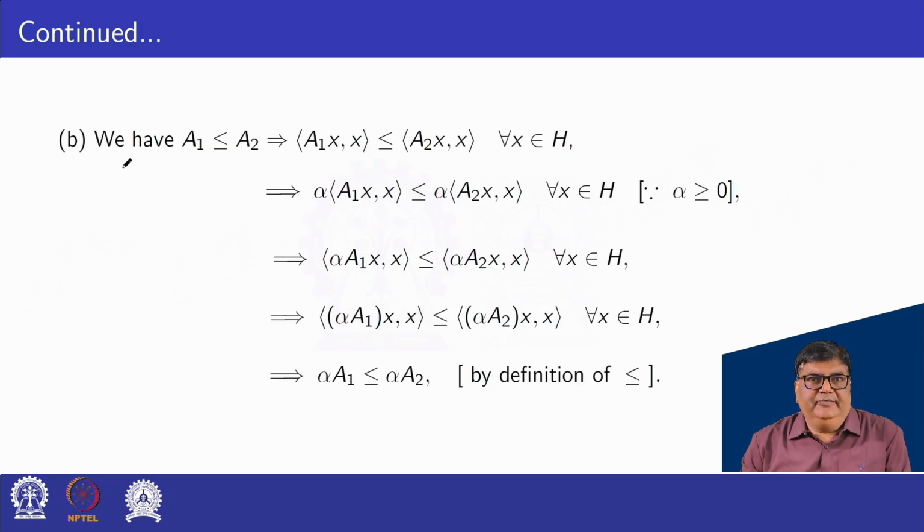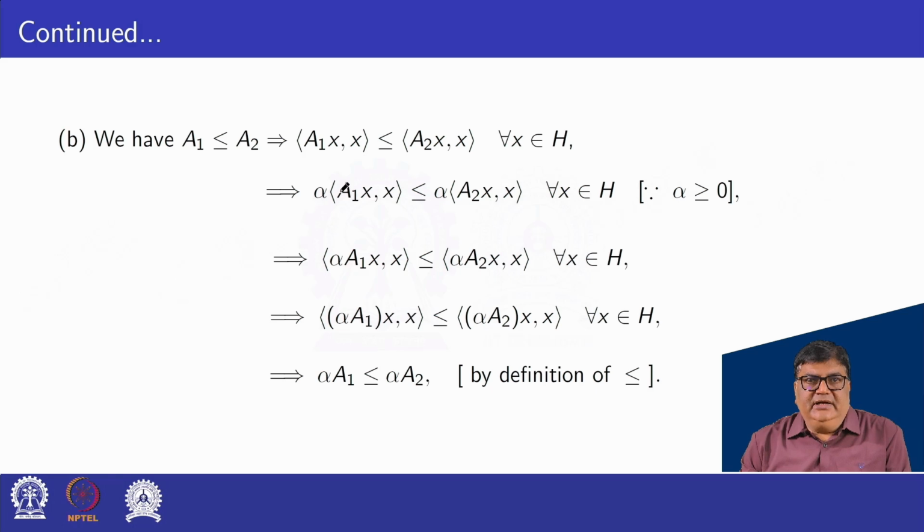Second part, we have A1 less or equal to A2. This implies that the inner product of A1x and x is less or equal to the inner product of A2x and x. Let alpha be non-negative, so we can multiply both sides of this inequality, there is no change in the direction, so we can multiply.